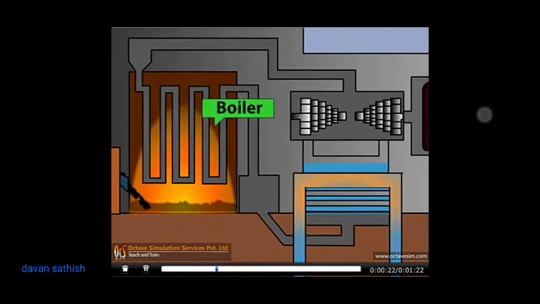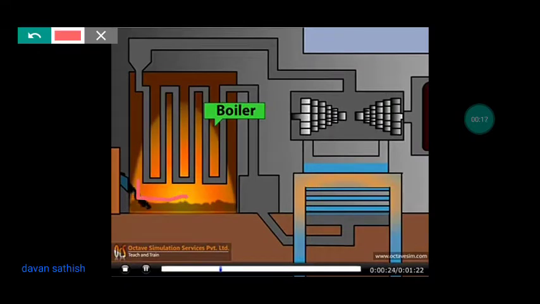The coal is dropping down here. This is the boiler. It produces heat energy by burning this coal.